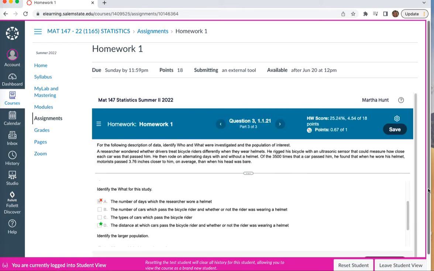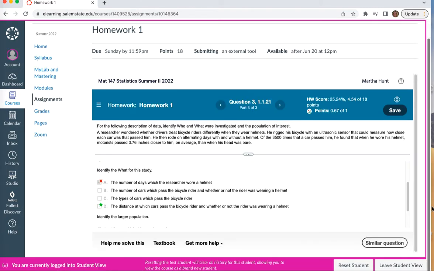One of the things I want you to notice is that every question has, at the bottom of the question, usually a Help Me Solve This, which brings you to the textbook, Get More Help, which would include opening StatCrunch if you wanted to, and a last-ditch alternative to send me an email with the direct question you're working on, and I can help you.